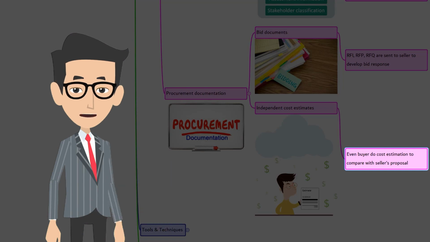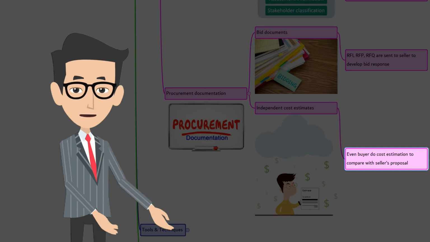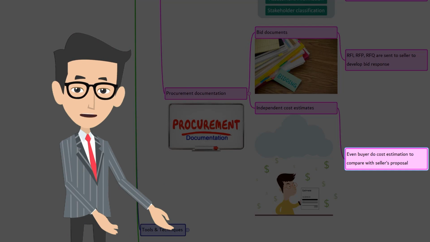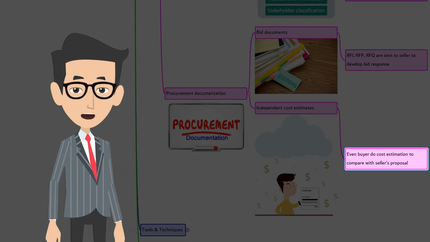Unless the buyer has a rough idea on what will be the likely cost, he may not be able to make a right decision. So, typically, the buyer also does a cost estimation so that he can compare his estimation with sellers'. In case the variation is very high, then he can go back and understand what went wrong in his cost estimate or what is not considered in seller's estimation. This cost estimation by the buyer can be done by internal SMEs or it can be outsourced.